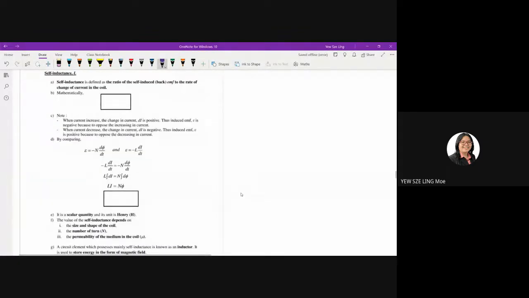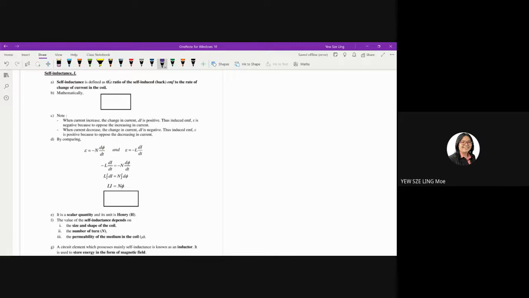So just now we're looking at the process. Now we're going to see how to calculate the strength of inductance in the solenoid. Self-inductance, just now we were looking at self-induction. Self-induction is a process. If you look at self-inductance, it tells you the strength, how much energy can be stored in your inductor.